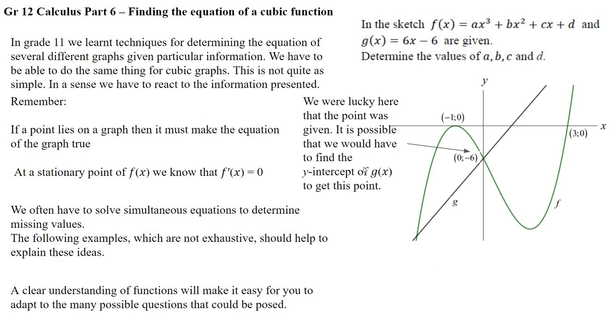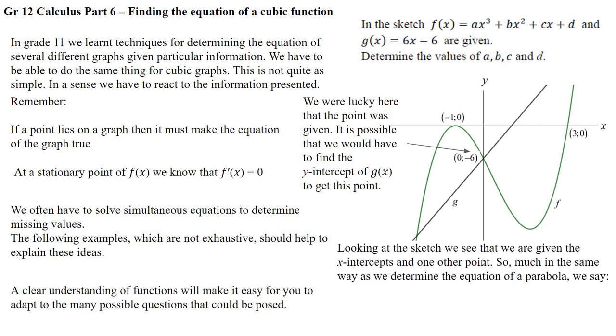Well, it says here, we're lucky that we were given this point. You could have found that point, the y-intercept, just by letting x equals 0. Then y would be minus 6, and then we'd just have that point. But we could have found it just by letting x equal 0. Well, now we've got all this stuff. How do we get started?